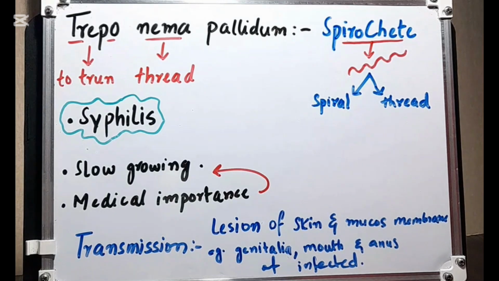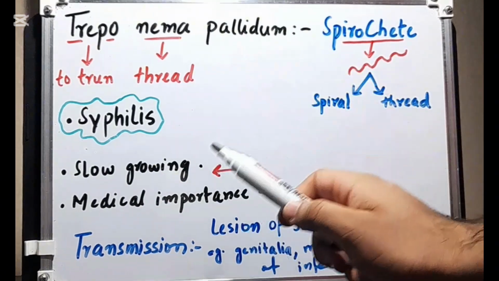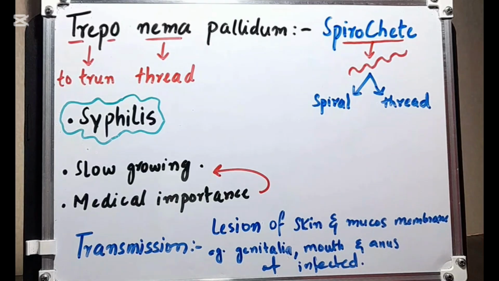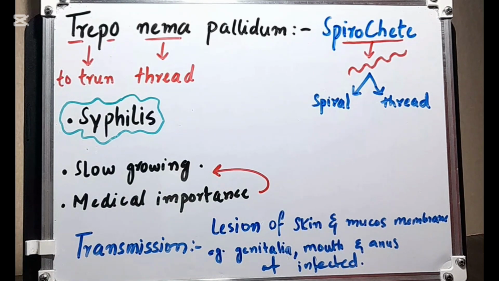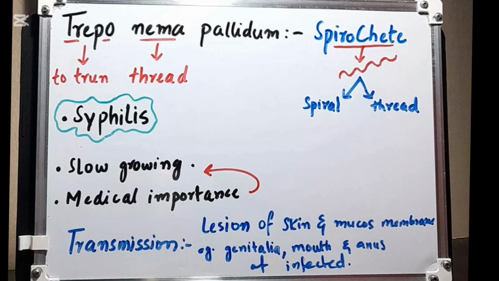Syphilis consists of three stages, which we will discuss later in this video: primary syphilis, secondary syphilis, and tertiary syphilis, and congenital syphilis, because Treponema pallidum can cross the placenta and infect the fetus. Treponema pallidum is a slow-growing organism. The slow-growing nature has a medical importance: the antibiotics used against Treponema pallidum can be effective for several weeks. We will discuss at the end of this video in the treatment section which antibiotic is used.